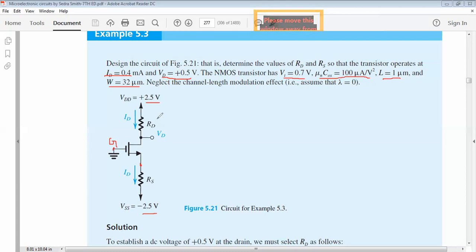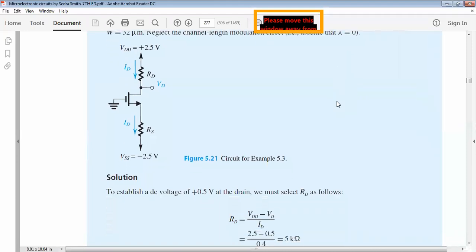Designing means we have to find the resistor values in the given circuit. Here the resistor values in the given circuit are RD and RS. So by using the given data, you have to find resistor values RD and RS, right?